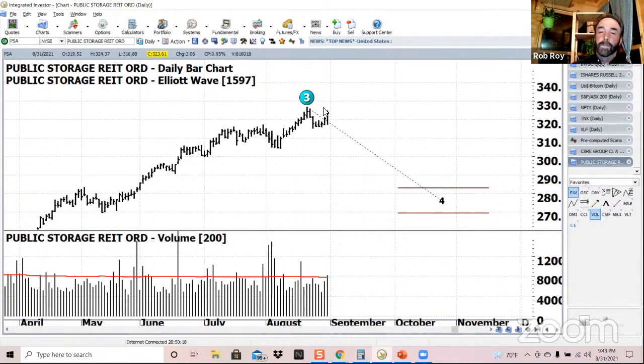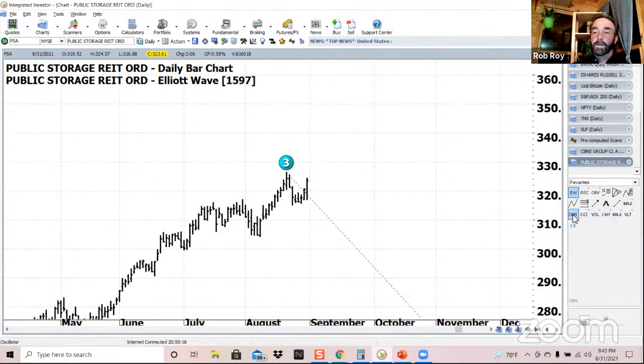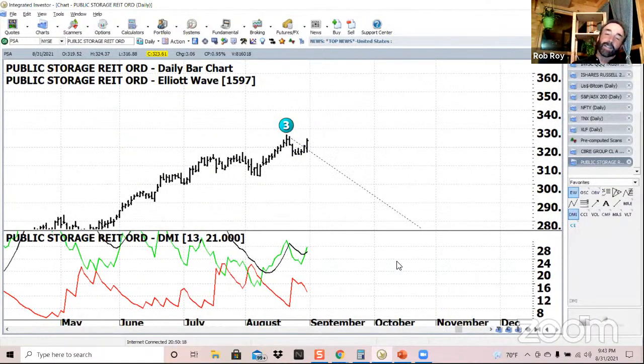So that looked pretty good. But we're right at that recent wave 3 high, and we need to break that, I think, in order to put on an alert or put on a trade on this. And when you look at the DMI, it's okay, but it's not great.